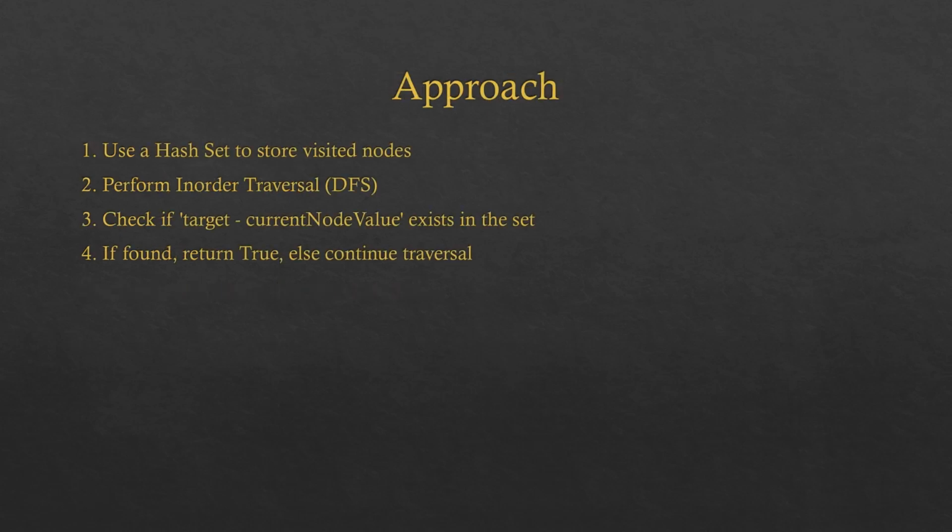To solve this, we will use a hash set. The approach involves performing an in-order traversal of the BST while keeping track of the visited node values. For each node, we check if the complement of its value, target minus node value, already exists in the set. If it does, we have found a pair. If not, we continue the traversal.